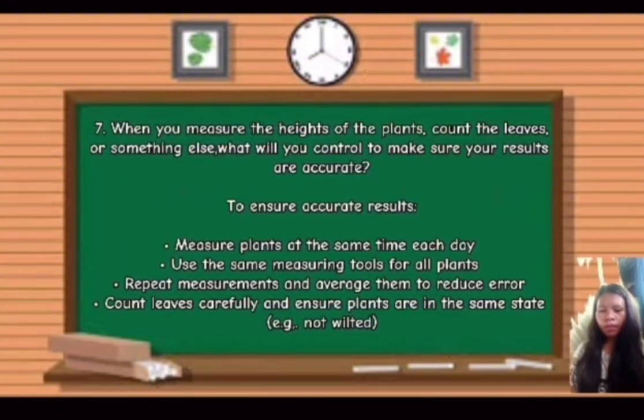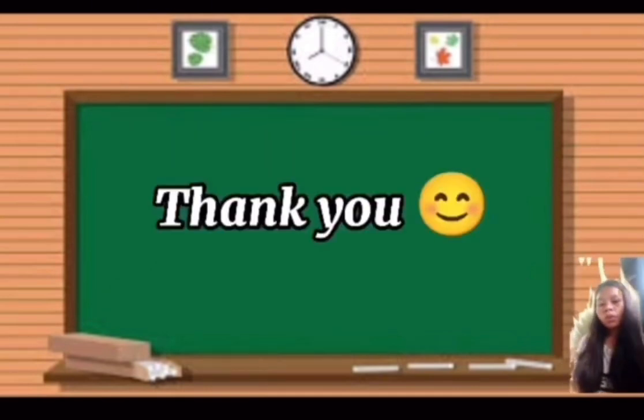So the seventh question is, when you measure the heights of the plants, count the leaves, or something else, what will you control to make sure your results are accurate? To ensure accurate results, first, measure plants at the same time each day. Second, use the same measuring tools for all plants. Third, repeat measurements and average them to reduce error. And the last one is to count leaves carefully and ensure plants are in the same shape, for example, not wilted. So that's all.